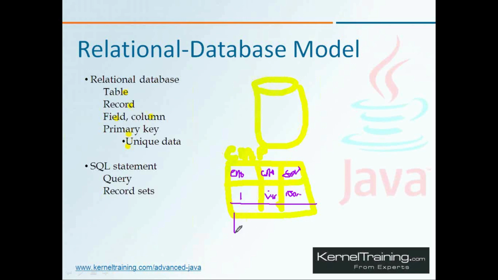Similarly, we can add one more row. It is going to show one more employee name, maybe Kalyan. One more employee number is 2, employee name Kalyan, and then his salary. So this is called a table. A table consists of a combination of rows and columns, right?